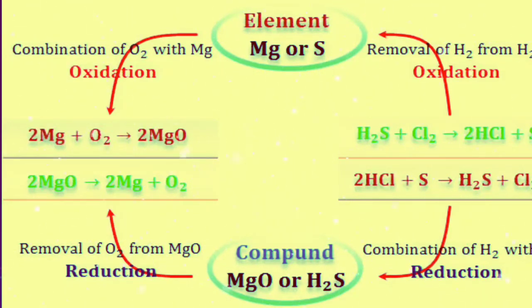Then the reverse reaction is when hydrochloric acid, 2HCl, reacts with sulfur. In this reaction, the combination of hydrogen with sulfur is reduction, because sulfur accepts electrons from hydrogen. Now in the reverse reaction, sulfur is the oxidizing agent and it is reduced into hydrogen sulfide again.